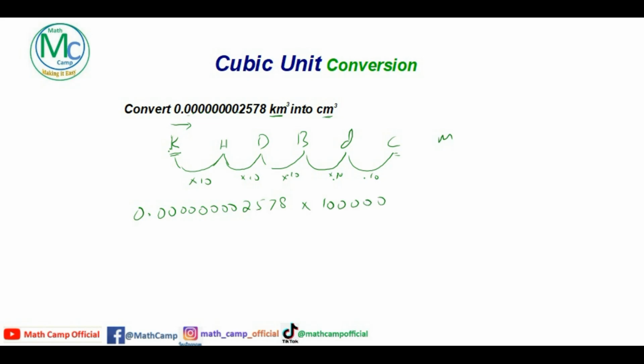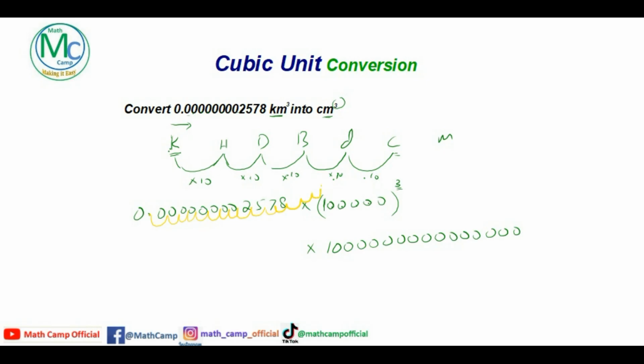Now this is the basic conversion, but we have a cubic unit, so this cube will come here. When we convert, this number is going to have 5 zeros, and then again 5 zeros, then again 5 zeros, which is 15 zeros. 1, 2, 3, 4, 5, 6, 7, 8, 9, 10, 11, 12, 13, 14, 15. 15 zeros. So let's move this decimal point by 15 jumps.